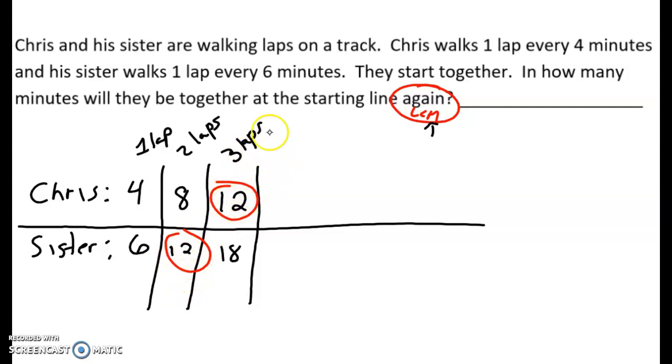Now, Chris would have done 3 laps, but his sister would have only done 2 laps, but they are still at the starting line together again. So how many minutes will they be together at the starting line again? They will be at the starting line again in 12 minutes. All right, get it down.